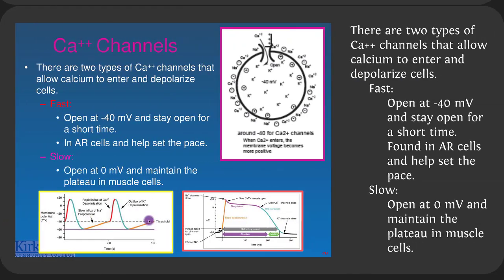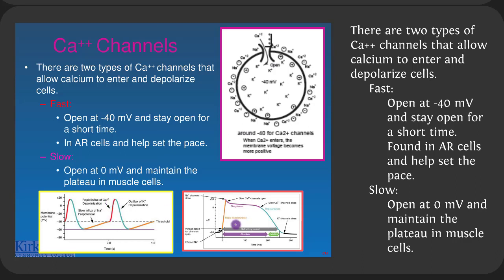Calcium channels. There are two types of calcium channels that allow calcium to enter and depolarize cells. The first thing that we should note is calcium is mainly concentrated on the outside of the cell, and it wants to enter inside the cell. Also, calcium is a positive ion, so when it enters the cell, it depolarizes the cell. There's fast calcium channels that open at around negative 40 millivolts and stay open for a short time. So they open here in red at negative 40 millivolts, and they open for a very short period of time.